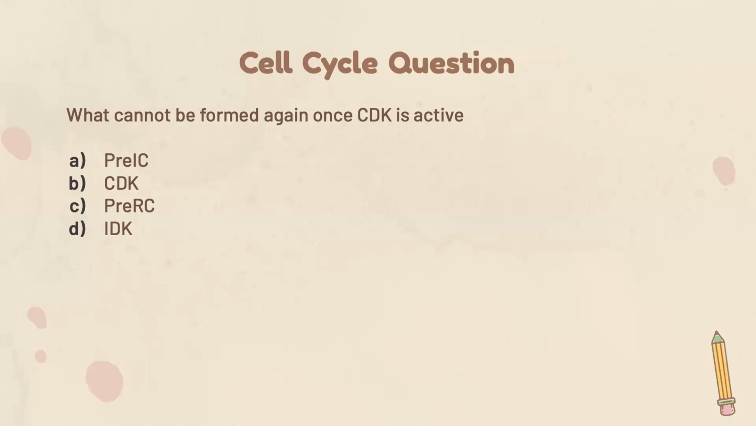Once the SCDK is active, it's going to phosphorylate all those different pre-RC parts, so the ORC, MCM, and CDC6. And if those are phosphorylated, they can't come together and you can't form the pre-RC. And remember, CDK is inhibitory to pre-RC, but necessary for pre-IC.